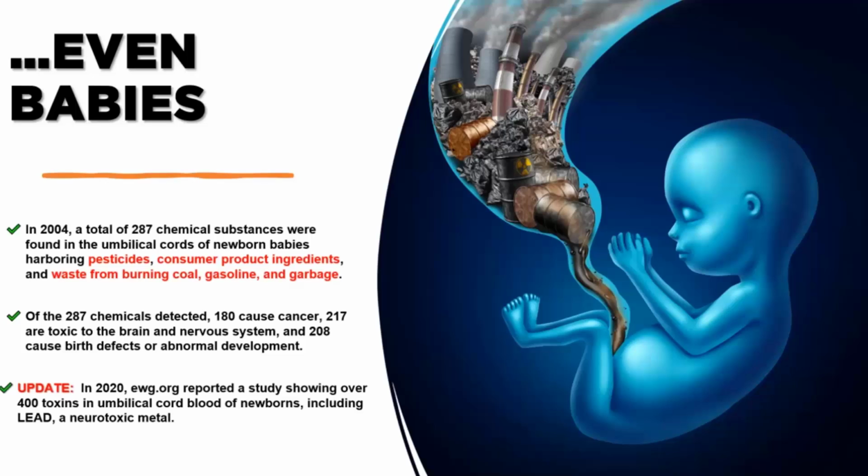Now, I have an update for you. In 2020, the EWG.org reported a study showing over 400 toxins, that's 400 toxins, in umbilical cord blood of newborns, including lead, which is a neurotoxic metal. That means of the brain, affecting the brain.